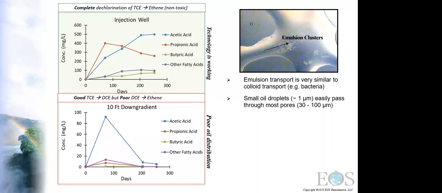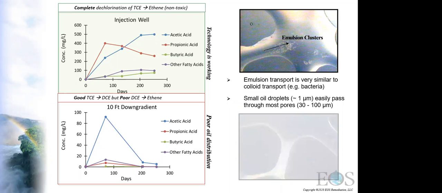They are detecting mostly acetic acid, and acetic acid is somewhat mobile. It is soluble in the water. So it was able to be detected 10 feet down gradient. They did get degradation of TCE, but they did not form any ethene. So they were not getting complete reductive dechlorination.